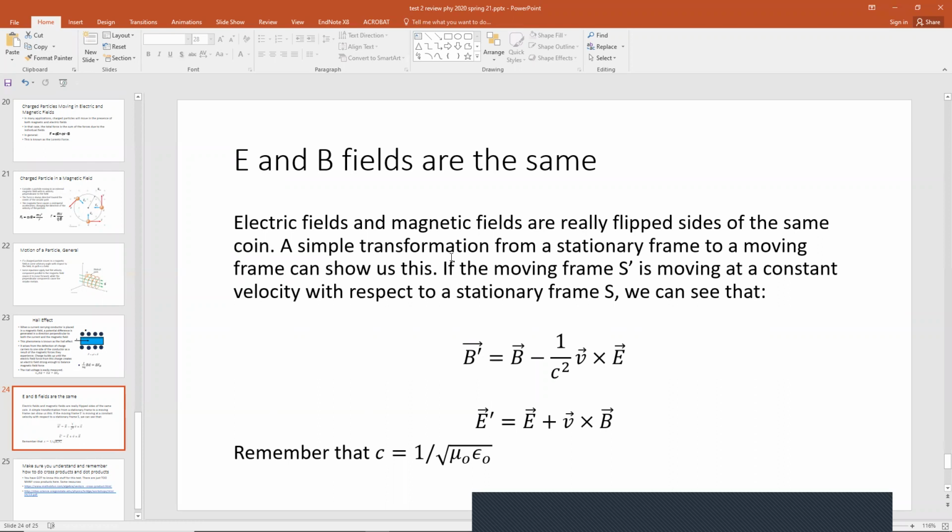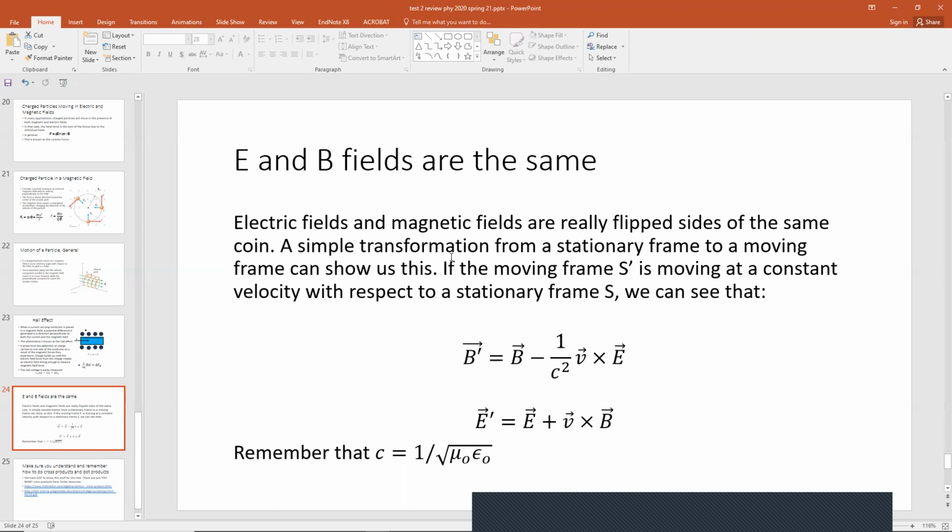It's very straightforward. If you do a simple transformation from a stationary frame to a moving frame, then you can see that electric and magnetic fields, what looks like a magnetic field in one frame will look like an electric field in the other. Now, the way that we write these transformations, I'm not going to go through the full thing, that's already done online. So if you need a review of that, please look back at that.